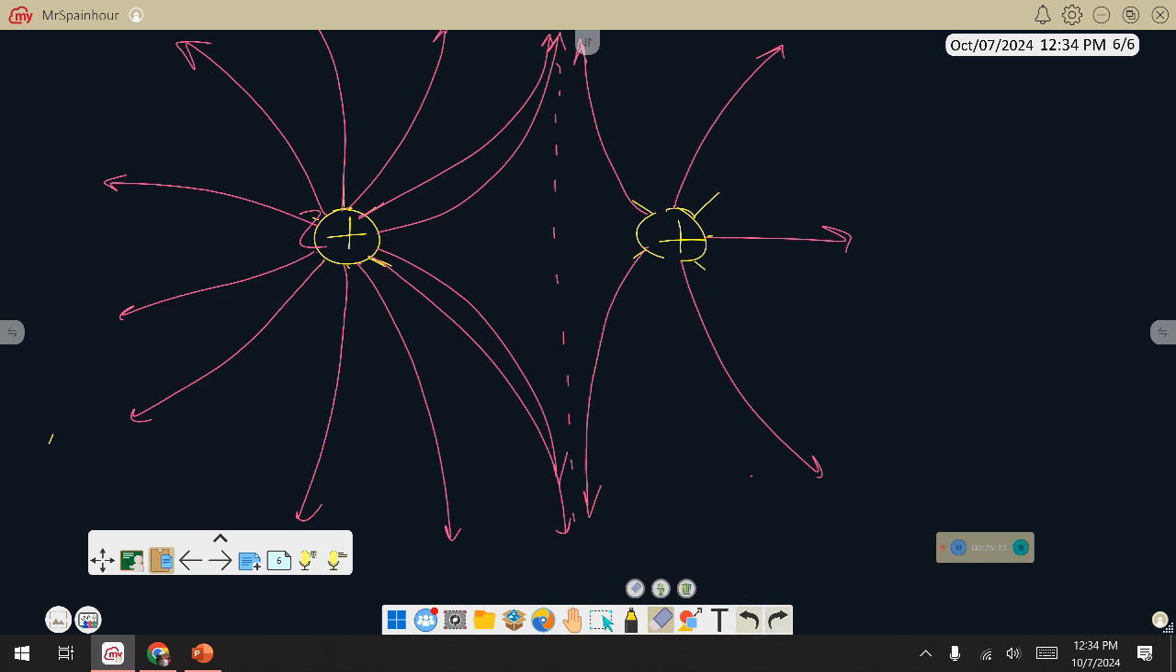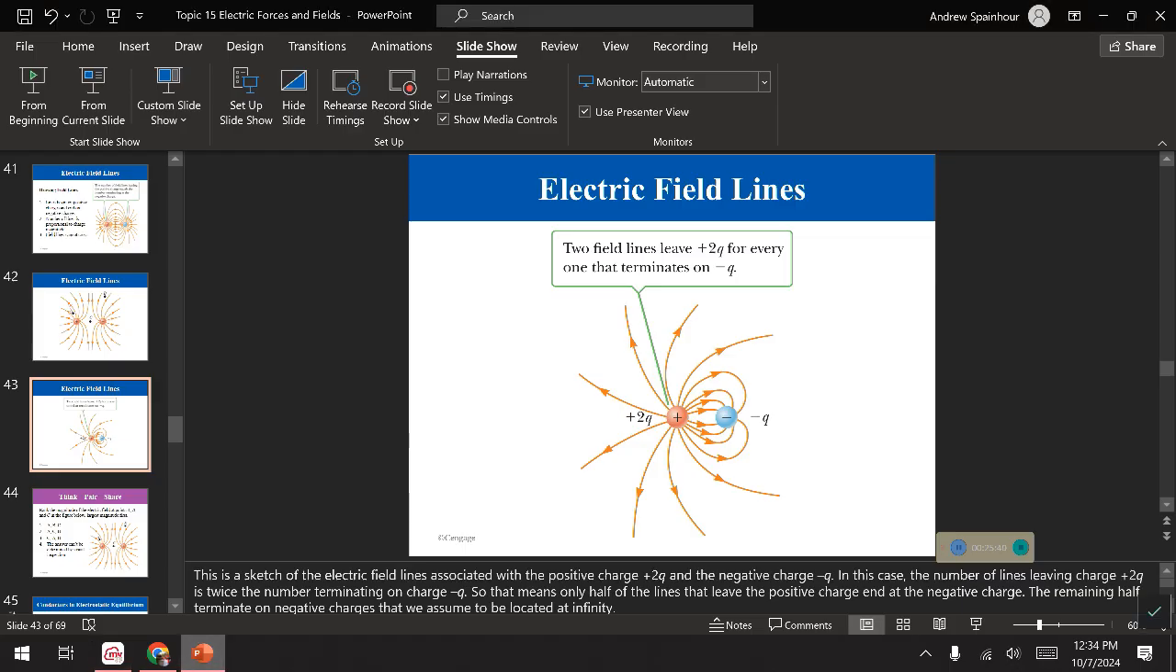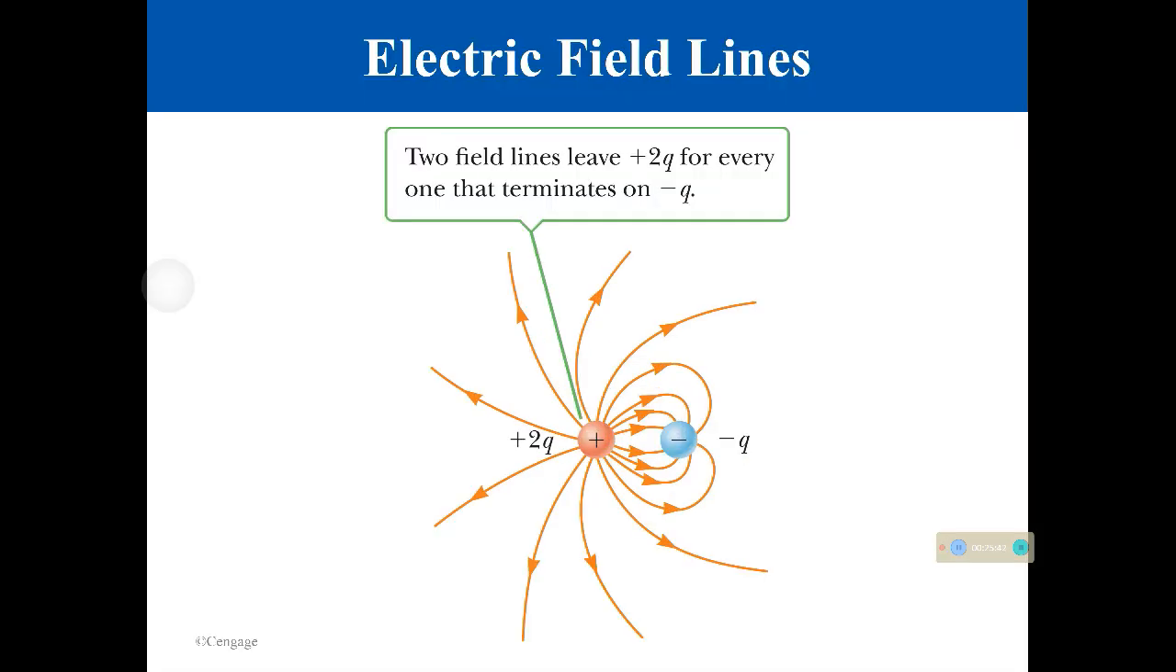Why don't I just do this? What's that? Yeah, because if I drew another one, actually, I shouldn't draw. Yeah, I know. That's what was bothering me. Fair enough. Okay, thank you. No problem. All right. Other questions about electric field lines?